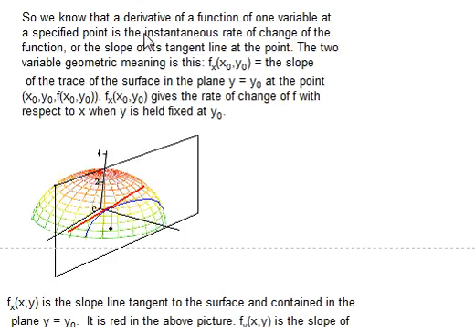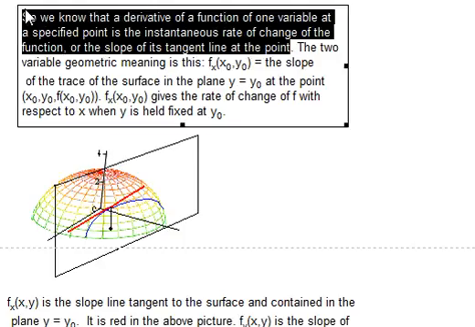So we know now that a derivative of a function of one variable at a specified point is the instantaneous rate of change of the function or the slope of its tangent line at that point. That's what you do in Calculus 1. The two-variable geometric meaning is this.